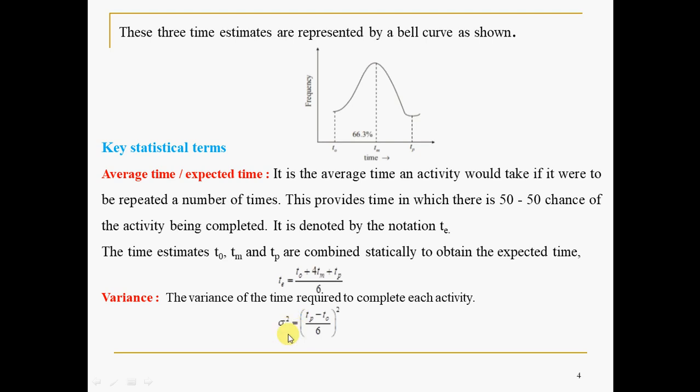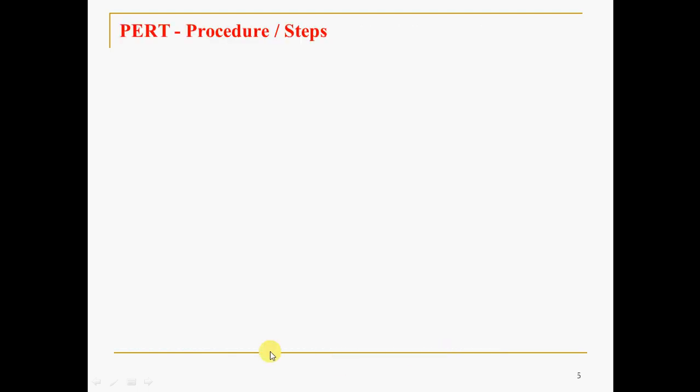Sigma square, please recall your high school statistics, sigma square is the symbol of variance. So TP means pessimistic time, TO optimistic time, divided by 6 whole square. And of course sometimes you may require standard deviation also. The square root of the variance is standard deviation, that is sigma. So this is about the statistics of 3 time estimates, that is TO, TM and TP, how to combine them into the single time estimate technique, then how to find out the variance of each activity and standard deviation of each activity.